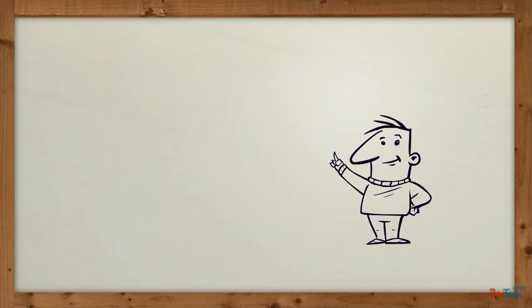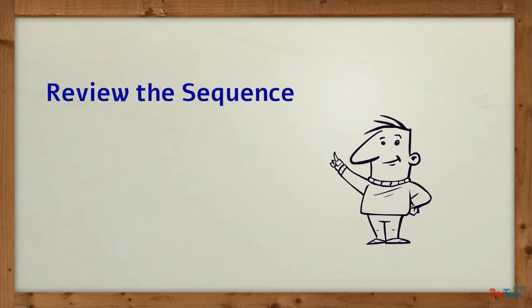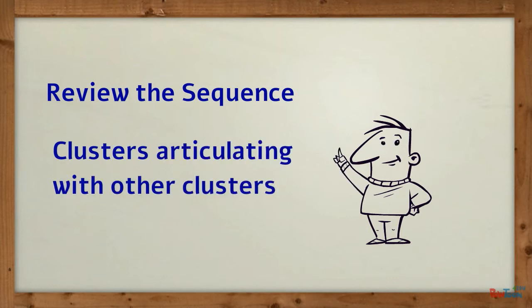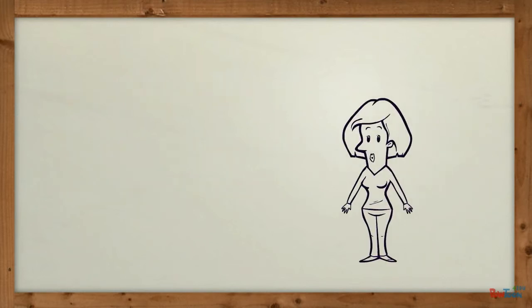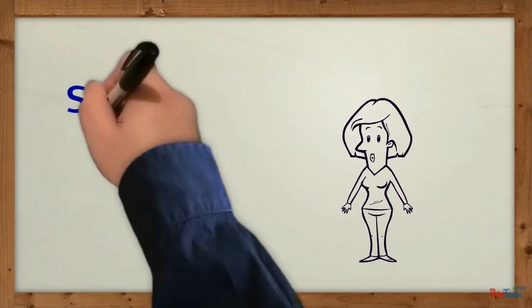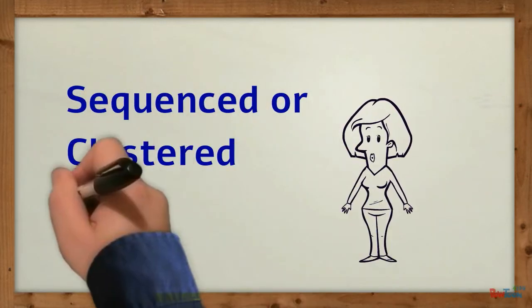One final check that you should do at this point is to review your sequence of clusters to check on how well they articulate with each other. Will some of the clusters early in the course help the learners prepare for clusters later in the course? Review the modules within this unit and consider if they could have been sequenced or clustered better.